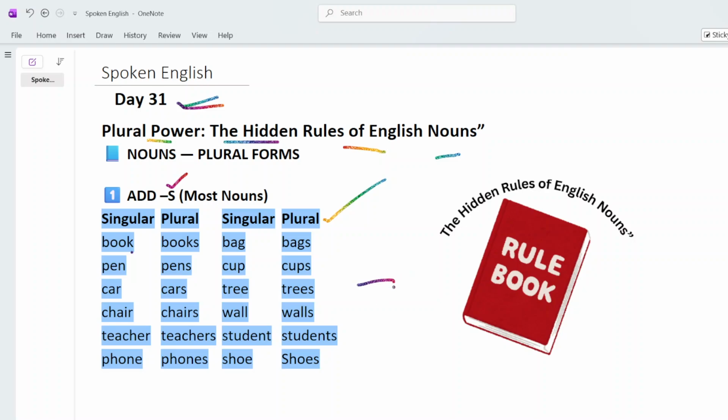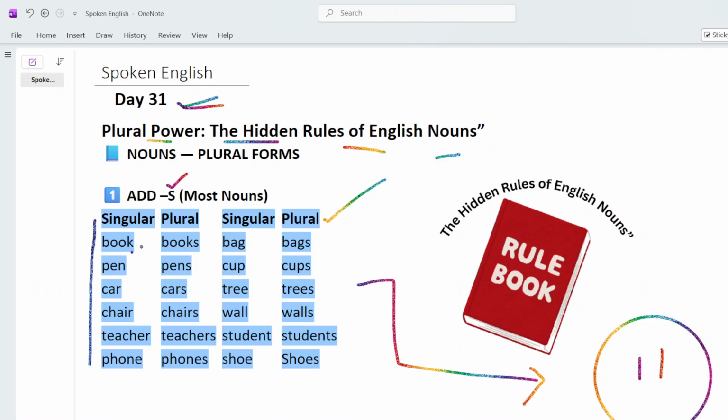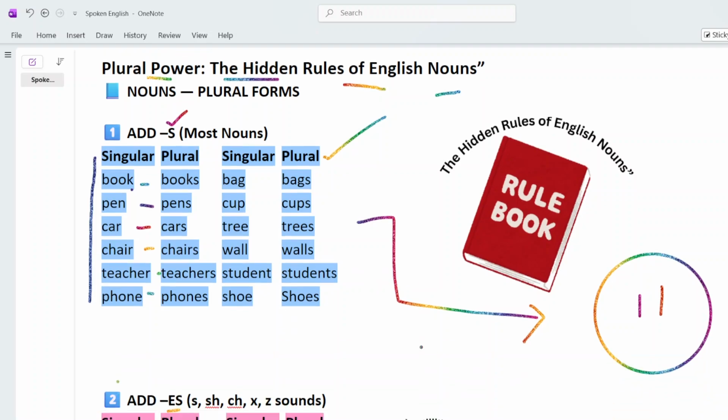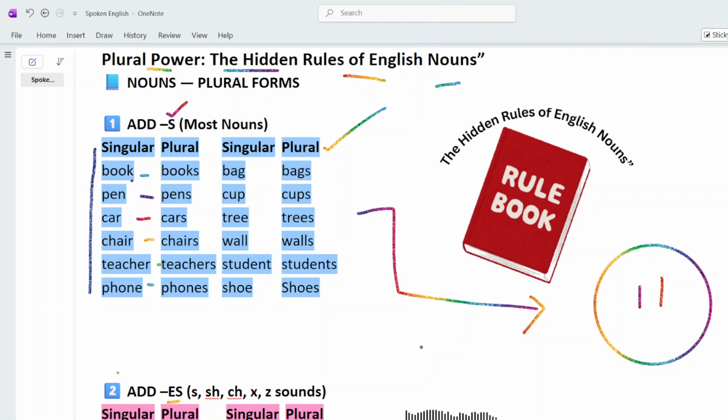So here what I want you to do is pause the video and read all the words aloud. As you can see, these are singular words and these are their plural forms. Same thing with the second column as well. These are singular words and these are the plural forms. You can read them aloud to understand how the pronunciation and the sound also help a lot when you're transforming a singular word to a plural form.